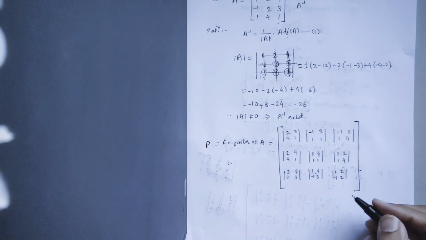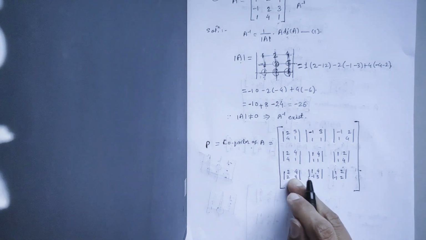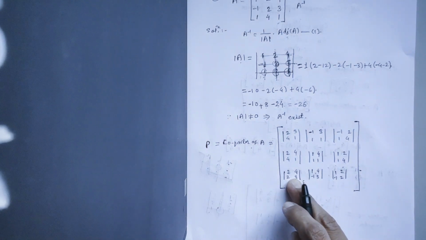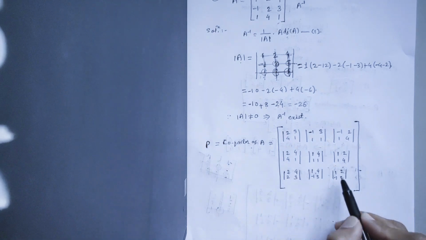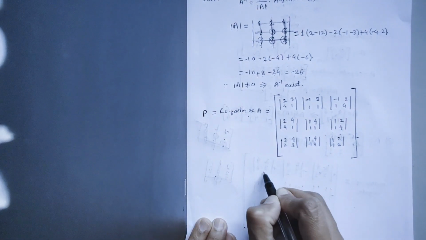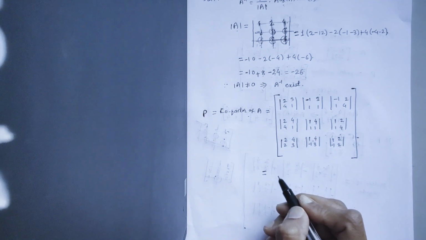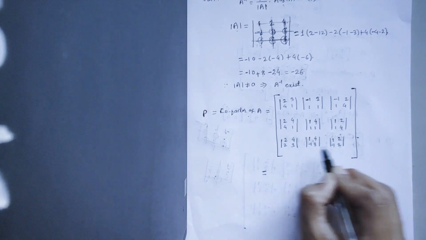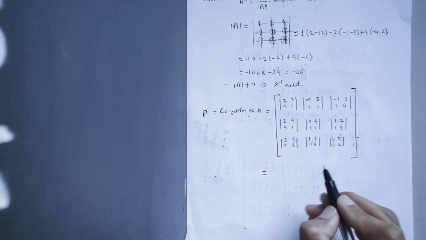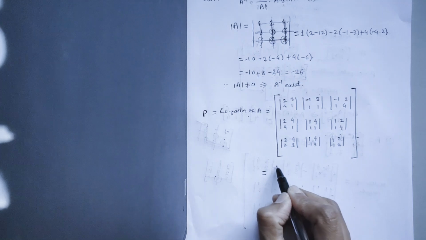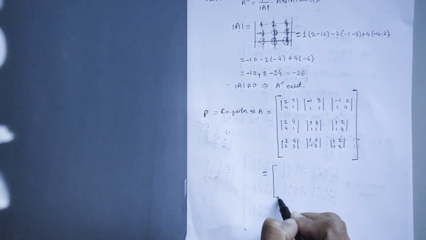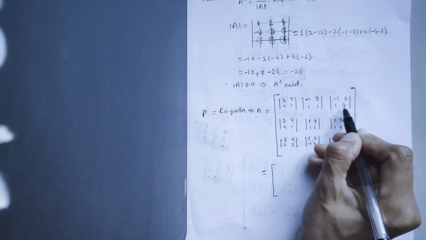I'm just checking the elements, so 2, 4, 2, 3, all right, 1, 2, minus 1, 3, okay, all right, 1, 2, minus 1, 2, all right. So now next, just check everything whether it's correct or not. I'm just rechecking it, and I found that everything is all right. So now I continue with the calculations. Sorry, so now I need to change the sign.